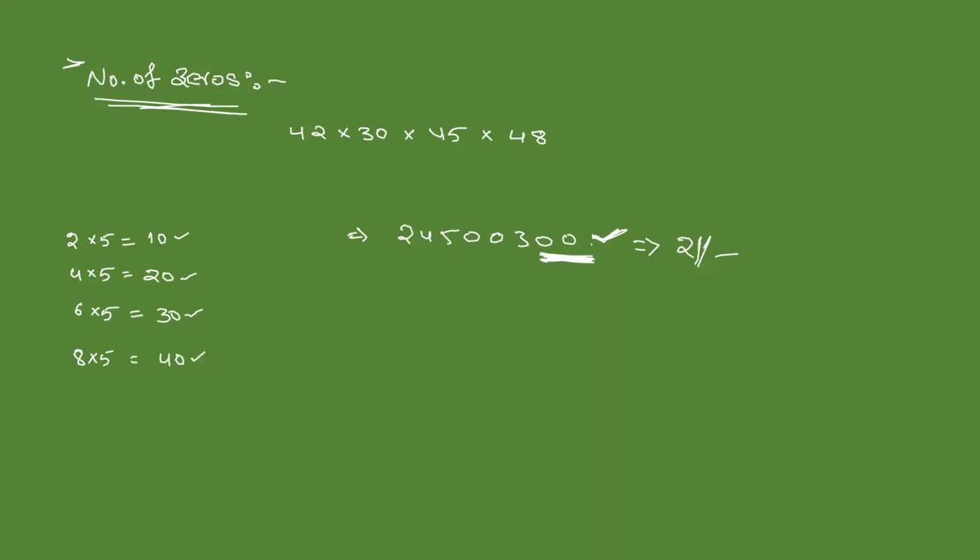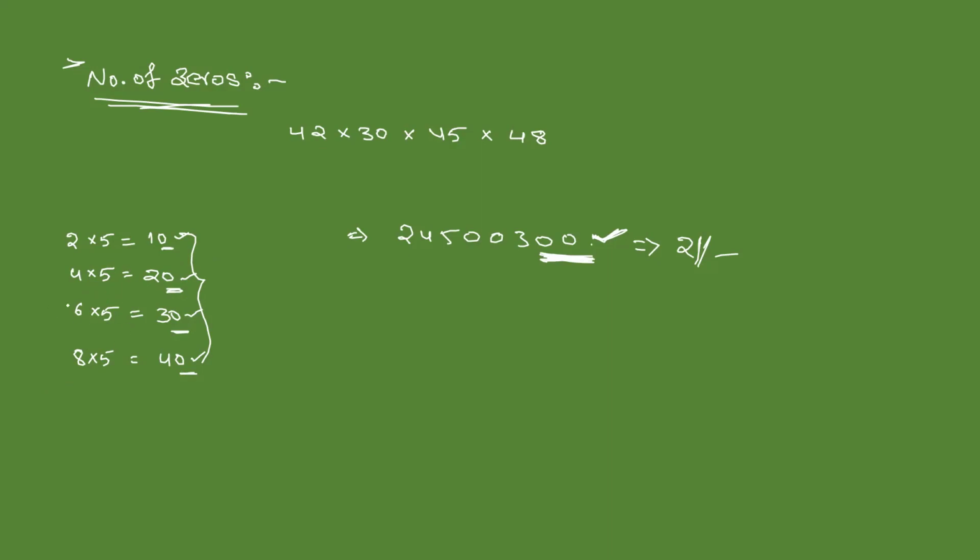So, when you multiply 5 with any even number, we will get a 0 at the end. Clear, right? You multiply 5 with any even number and we will get a 0 at the end.